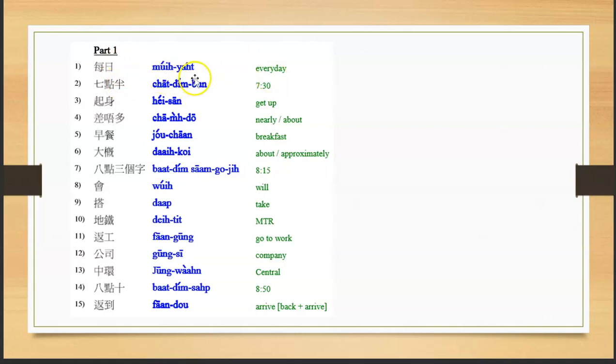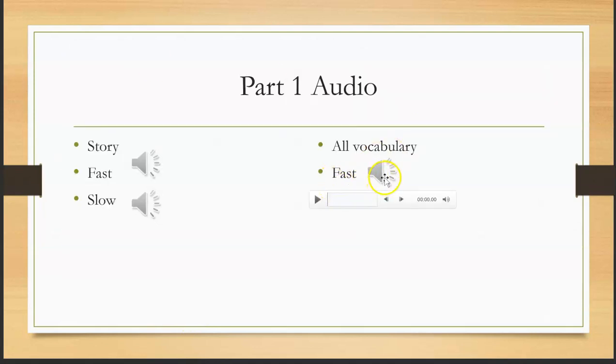So you will see 15 vocabulary items, so the audio can be obtained here. So we hear it once again.